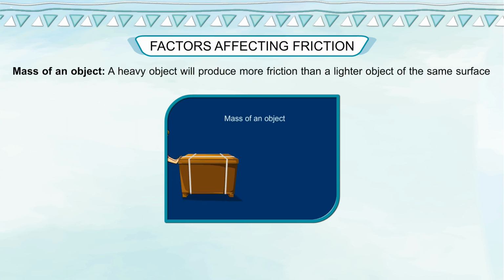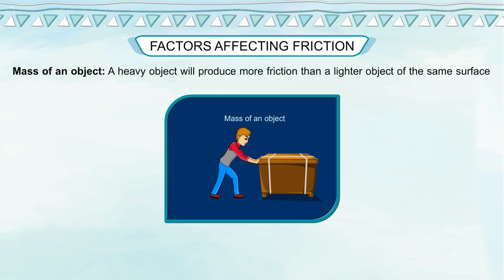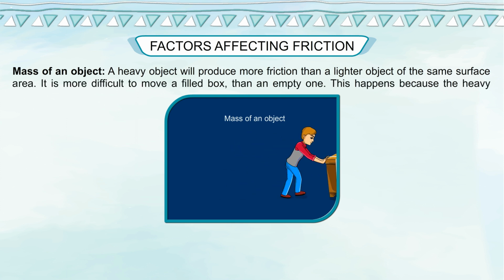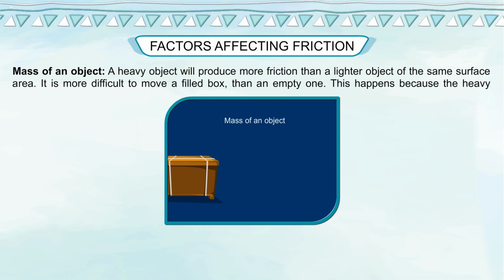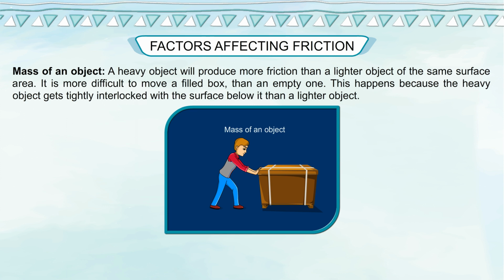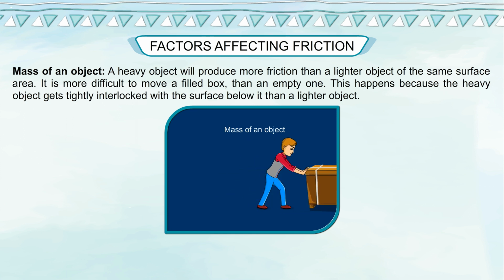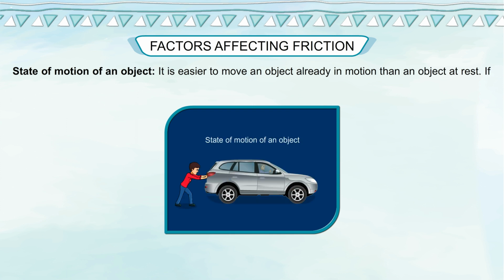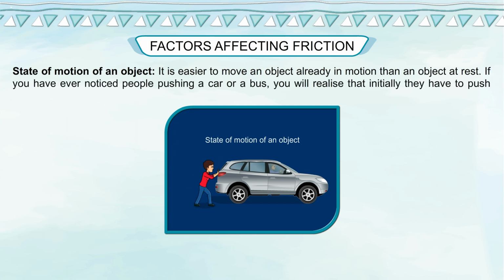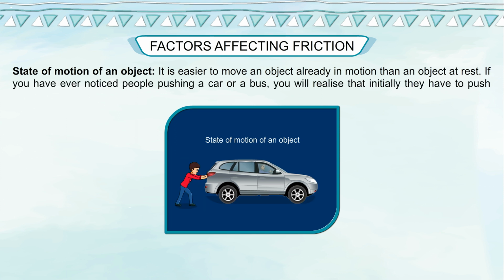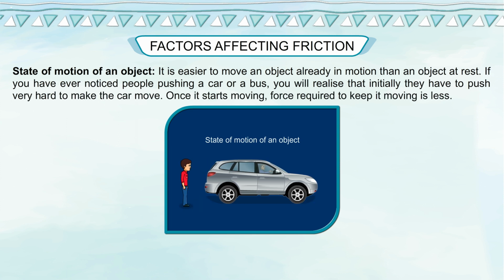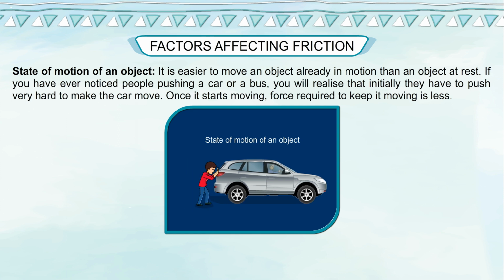Mass of an object. A heavy object will produce more friction than a lighter object of the same surface area. It is more difficult to move a filled box than an empty one. This happens because the heavy object gets tightly interlocked with the surface below it than a lighter object. State of motion of an object. It is easier to move an object already in motion than an object at rest. If you have ever noticed people pushing a car or a bus, you will realize that initially they have to push very hard to make the car move. Once it starts moving, the force required to keep it moving is less.